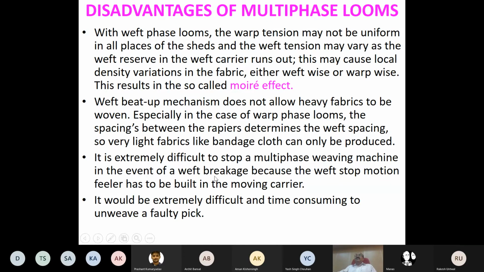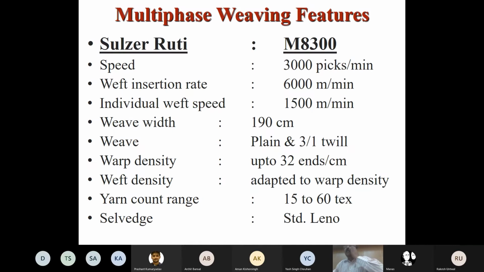All other points I have discussed: wave breakage stop problem, peak density problem, warp density problem. High peak density cannot be attained. You have to always produce grid fabric on this. So all these are disadvantages of this technology. This is the last slide of this subject, multi-axial, multi-phase weaving.